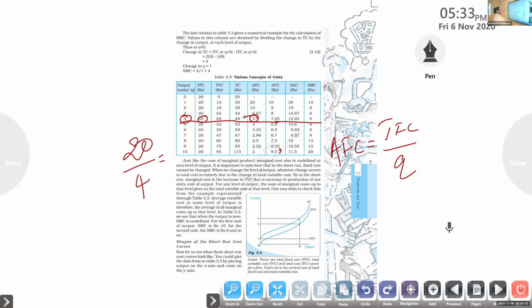Yes. Next one, coming to 8. Here TFC is equal to 20. There is no change in the TFC. Only what is changing here? The total cost is changing and the output is changing. So we took TFC is 20 and AFC is 2.5. How did we get that? 20 divided by the quantity 8. The answer is 2.5. Clear or not?